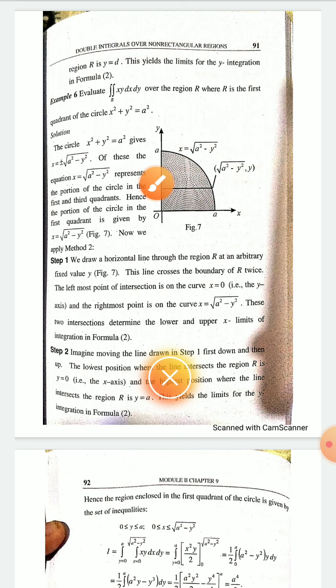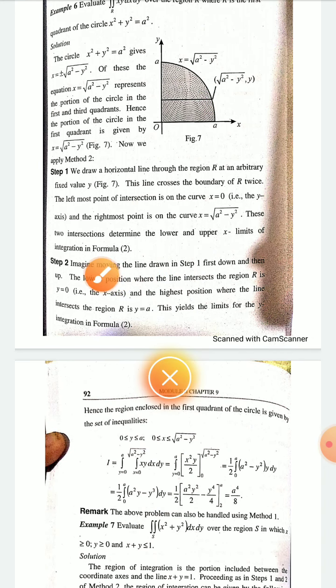The leftmost point of intersection is here, x is equal to 0. This is the y-axis, and hence x is equal to 0. The rightmost point of intersection is on the curve, the portion of the circle, so the intersection point is x equal to root of a square minus y square. Thus we have got the limits of x.